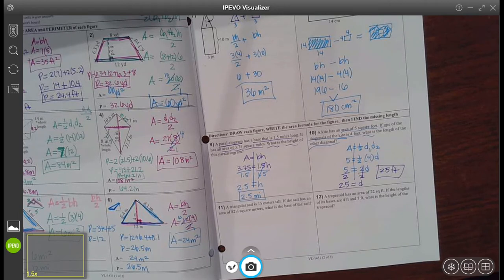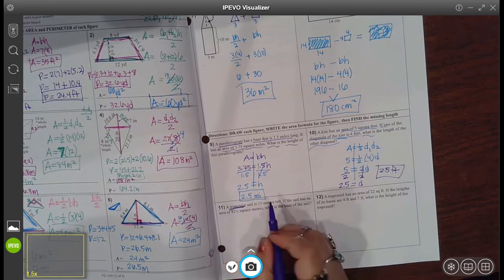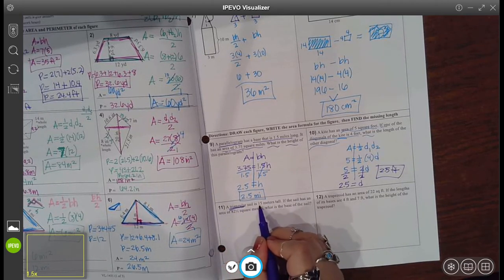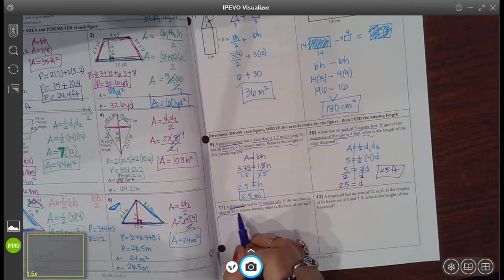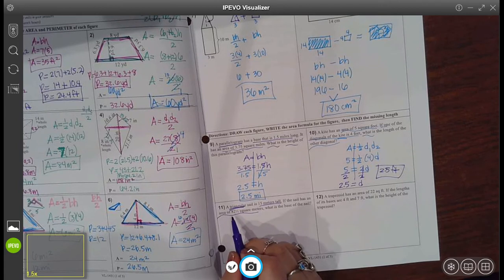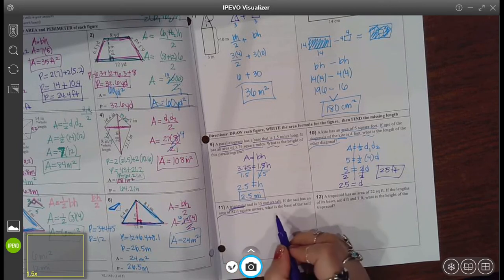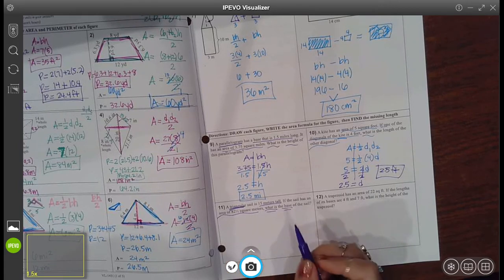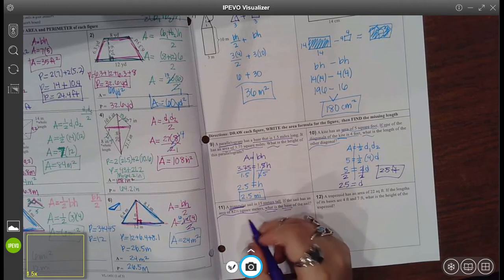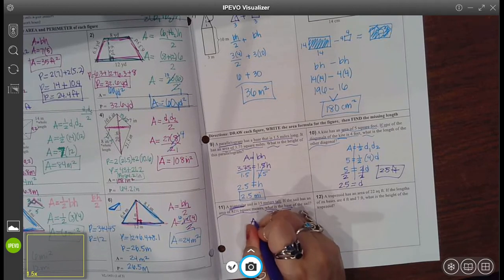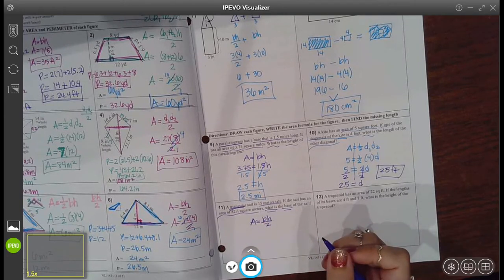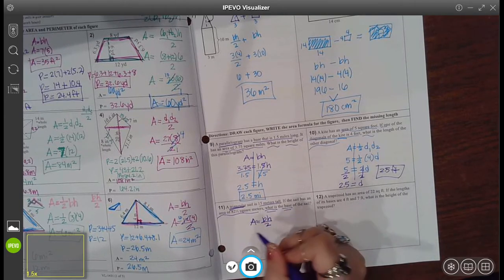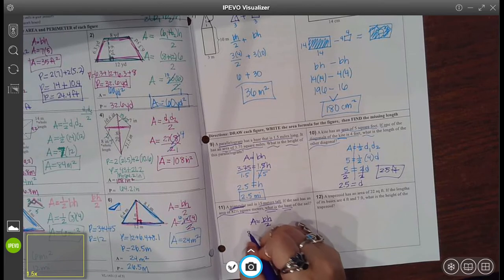Number 11 says it's a triangular sail that is 15 meters tall. That's the height. If the sail has an area of 82.5 square meters, what is the base? So triangle area. That's base times height divided by 2, or 1/2 base times height, either way. The area, they told me, was 82.5.